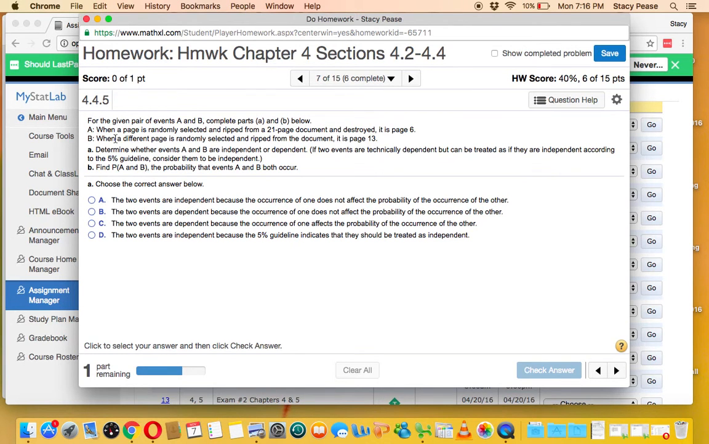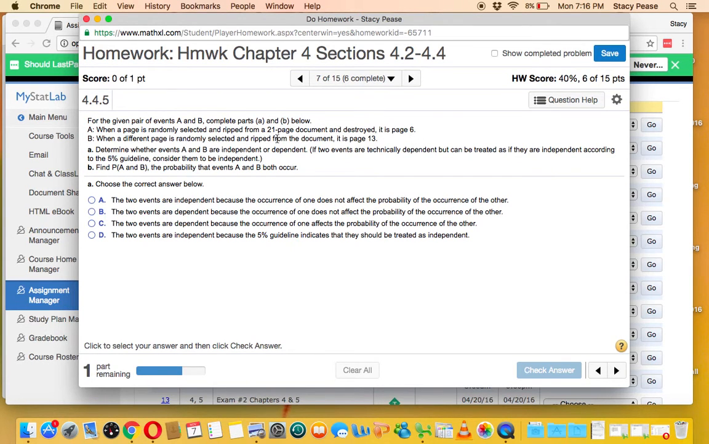For A here, a page is going to be randomly selected and ripped from a 21-page document and destroyed. So the probability of drawing page 6 is 1 out of 21, because only 1 out of the 21 pages is page 6. And you'd find that you get a probability for that of 0.0476.